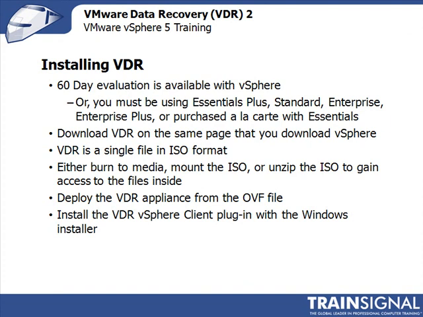So again, inside the ISO, you'll have the VDR appliance, which is in an OVF file format. You'll also have the VDR vSphere client plugin, which will be a Windows installation tool. So with that, let me show you the files that I downloaded to install VDR, and then we'll go over and mount that ISO file on my vCenter virtual machine.